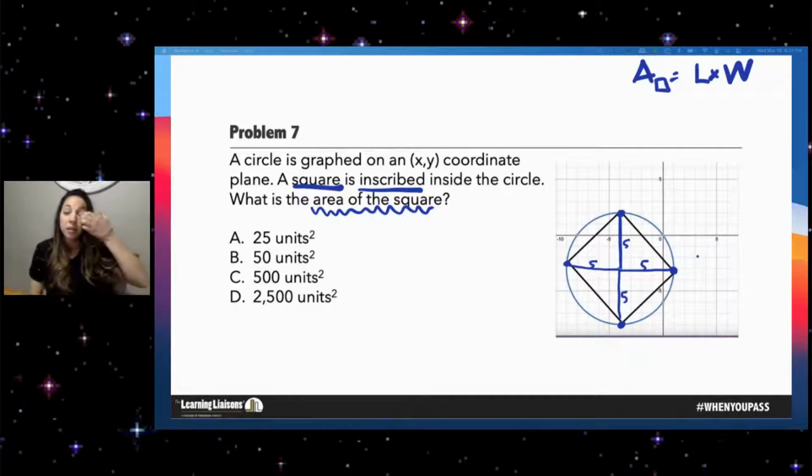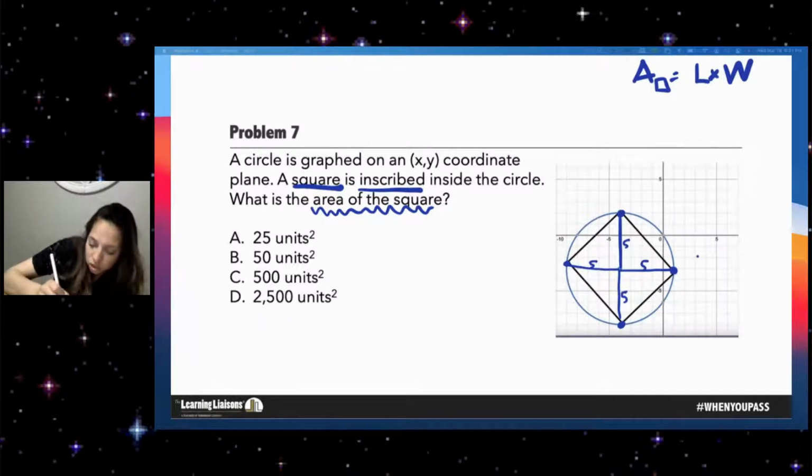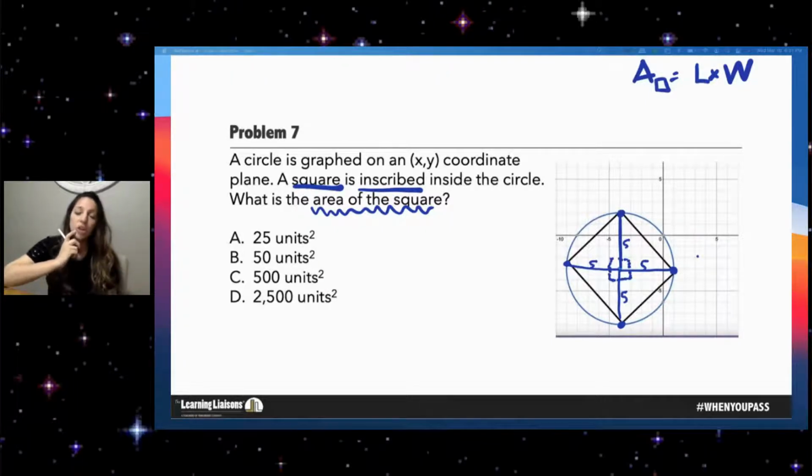What else do we know? We know that the diagonals of a square intersect at a 90-degree angle. So this is a 90-degree angle, so is this, so is this, so is this. So there's two ways I can solve this. I can find the area of this triangle by doing 1/2 base times height, and then I can multiply by 4.